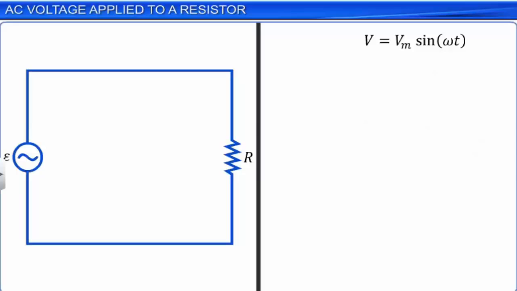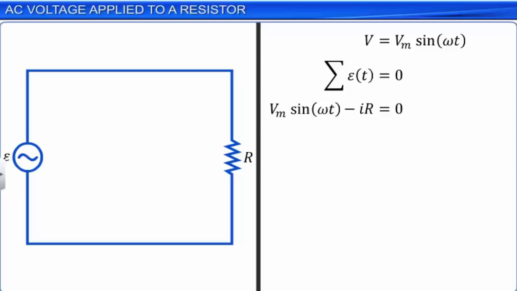We can calculate the current passing through the resistor using Kirchhoff's loop rule. The algebraic sum of all the potential differences across various components in the circuit is equal to 0. A proper sign should be used for potential differences around the loop. Applying Kirchhoff's loop rule to the given circuit, we get Vm sin omega t minus IR is equal to 0, where Vm is the maximum potential difference offered by the AC source.